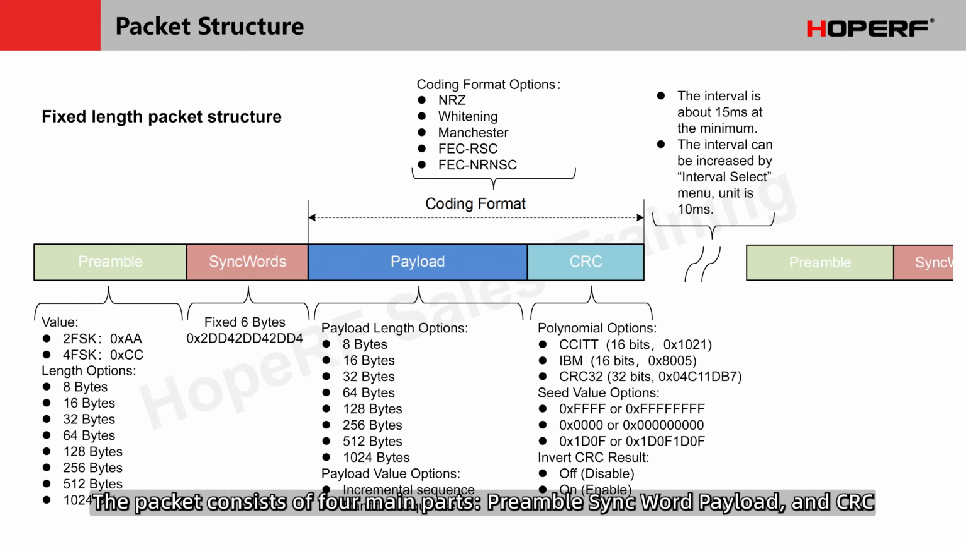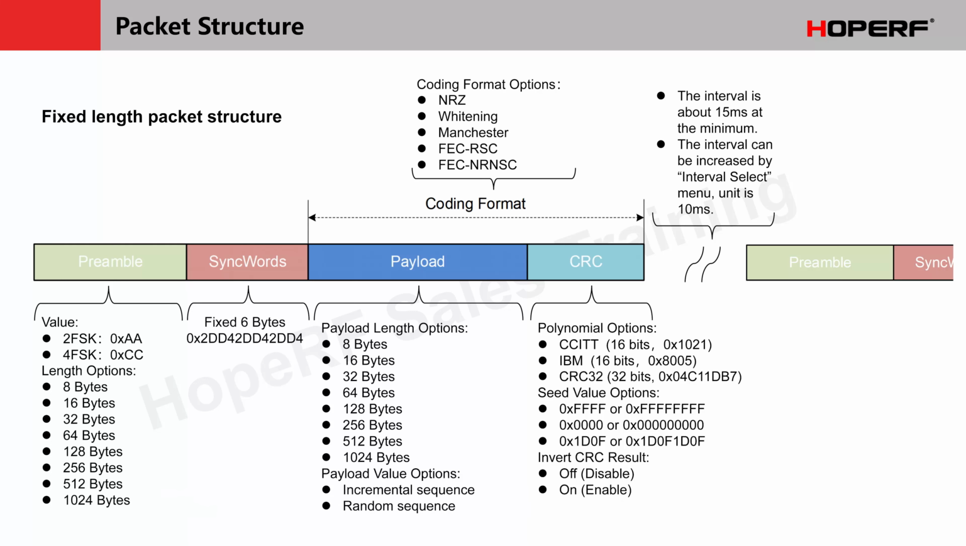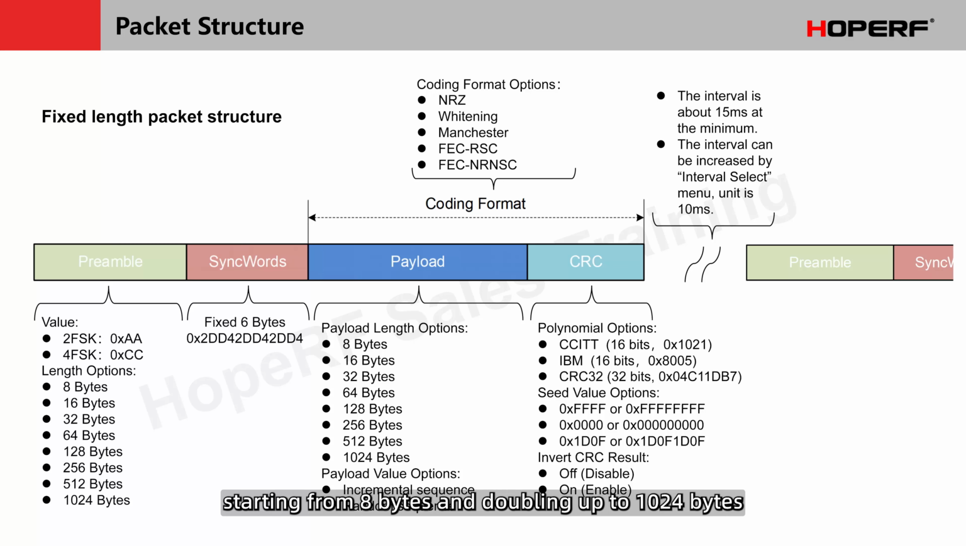The packet consists of four main parts: preamble, sync word, payload, and CRC. Preamble. In 2FSK or OOK mode, the preamble is 0xAA. In 4FSK mode, it's 0xCC. Its length is selectable starting from 8 bytes and doubling up to 1024 bytes. Sync word. Fixed length of 6 bytes in the sequence 0x2D D4 2D D4 2D D4.